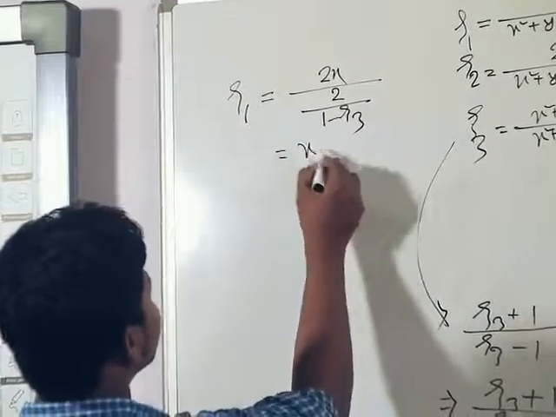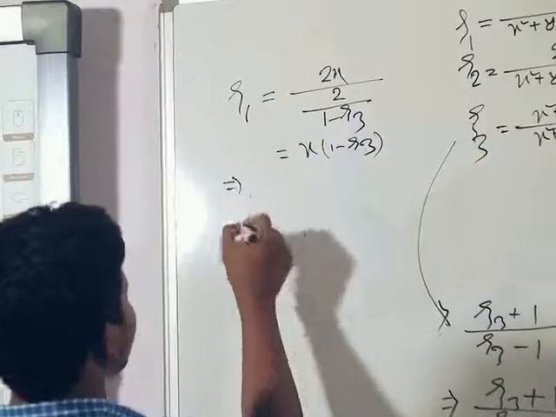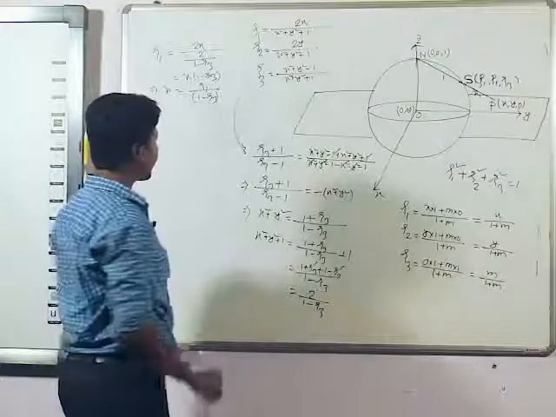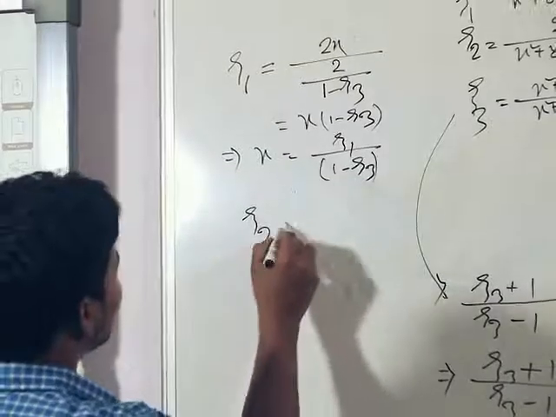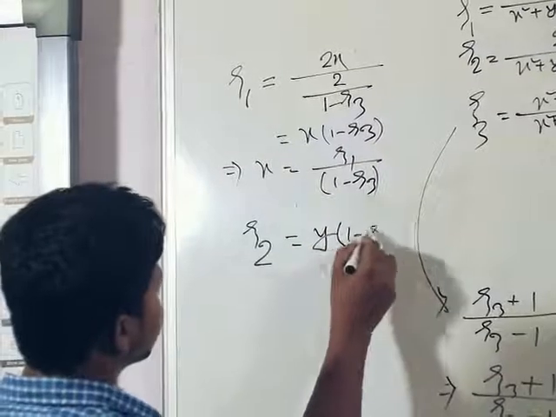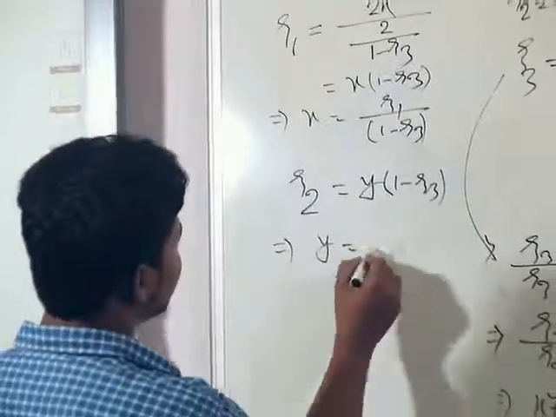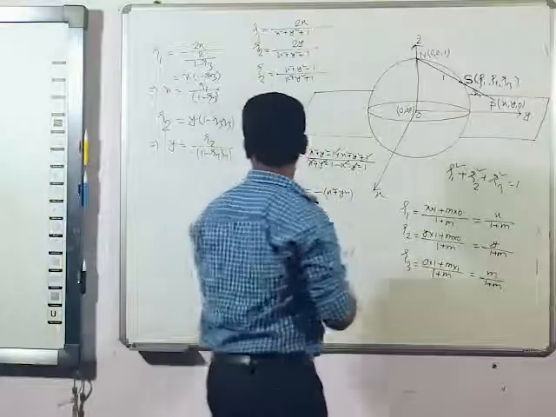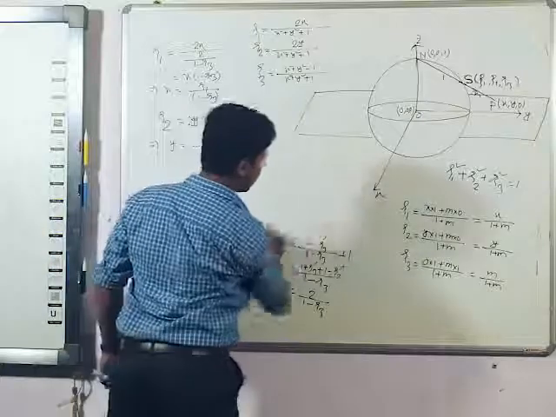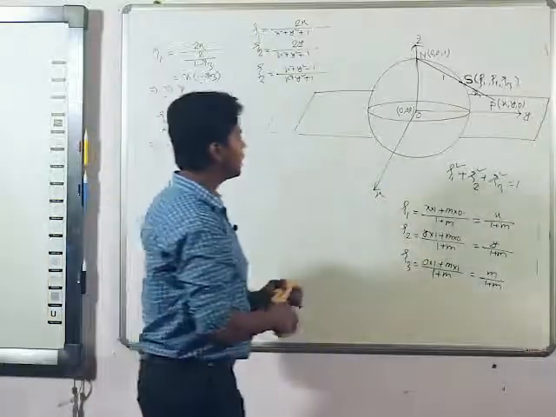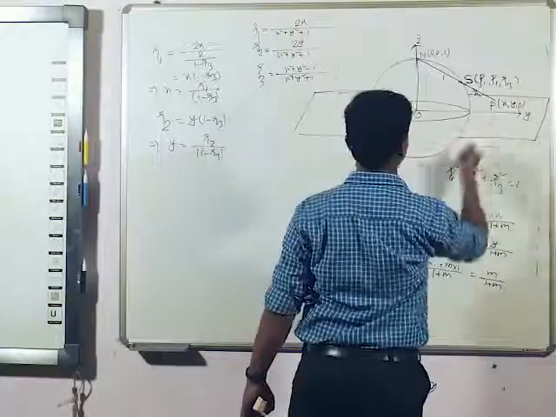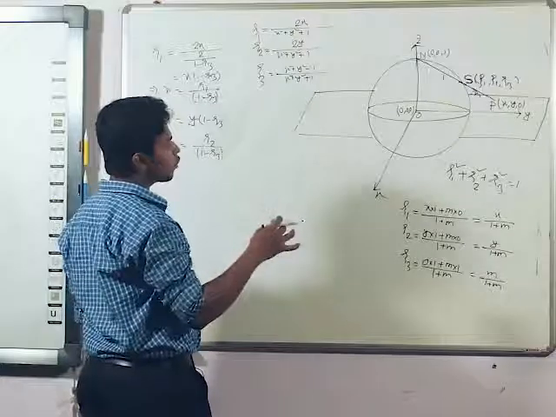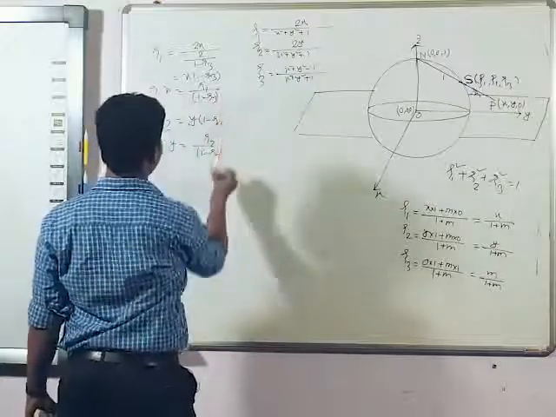That is x into 1 minus xi3, and x equals xi1 by 1 minus xi3. And similarly, xi2 equals y into 1 minus xi3, and that is y equals xi2 by 1 minus xi3. So we find any point on the unit sphere, xi1, xi2, xi3, we get the point on the xy plane or complex plane, that is xi1 by 1 minus xi3.